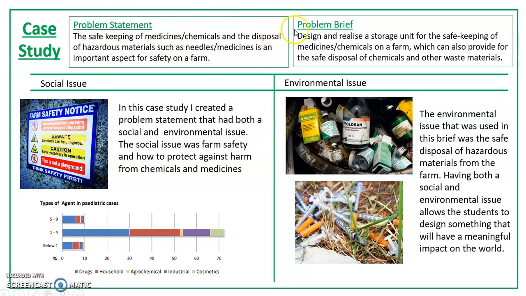And then I made my problem brief over here. Design and realize a storage unit for the safekeeping of medicines, which can also provide disposal of the waste materials. Then I had to research the social issue. I had to look at farm safety, how many people die on farms each year, how many accidents there are with farm chemicals, different types of chemicals like that, and how they occur.